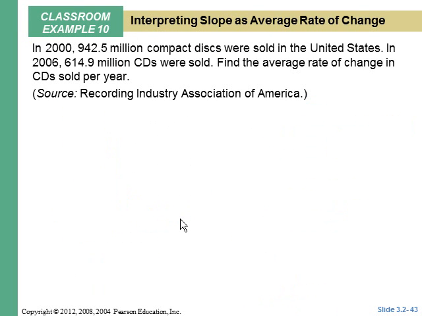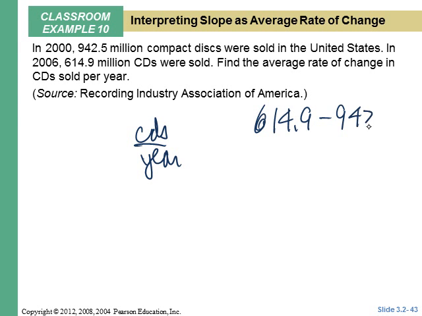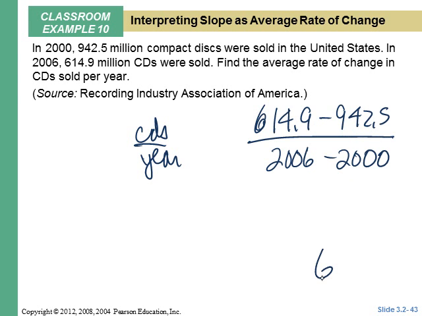Last one. Find the average rate of CDs sold. So we've got CDs per year. The years are going to go on the bottom. The number of CDs are going to go on the top. Let's take 614.9 minus 942.5 over 2006 minus 2000. I'll do the bottom. That's 6. You do the top.